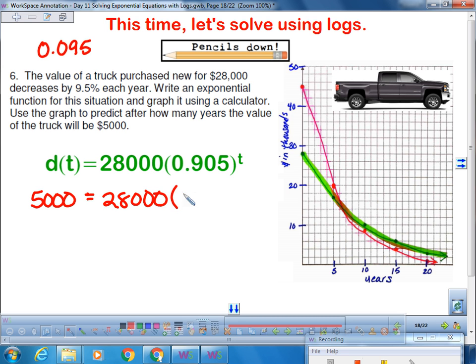So in all of these, you're going to log, right? And you're going to use your calculator. So I'm going to divide both sides by 28,000, take the log of both sides, and divide by log 0.905. One more time? Yeah.